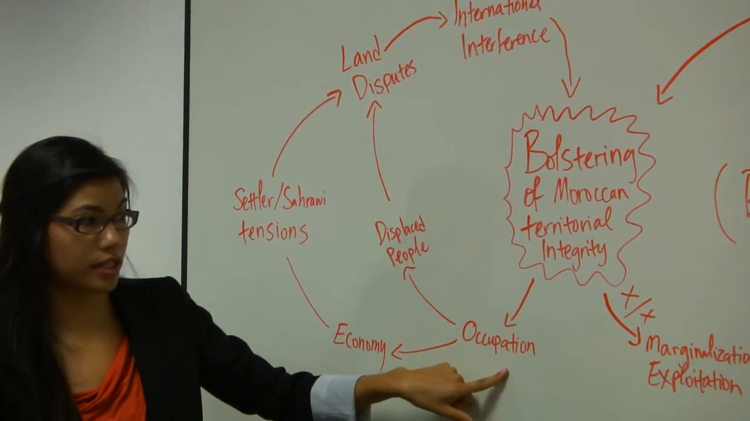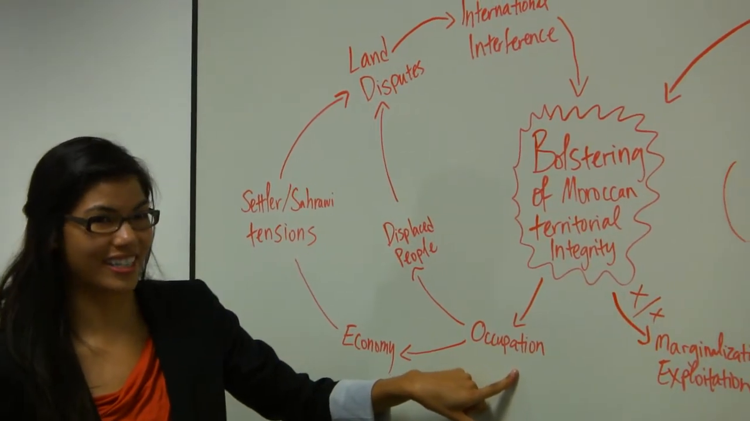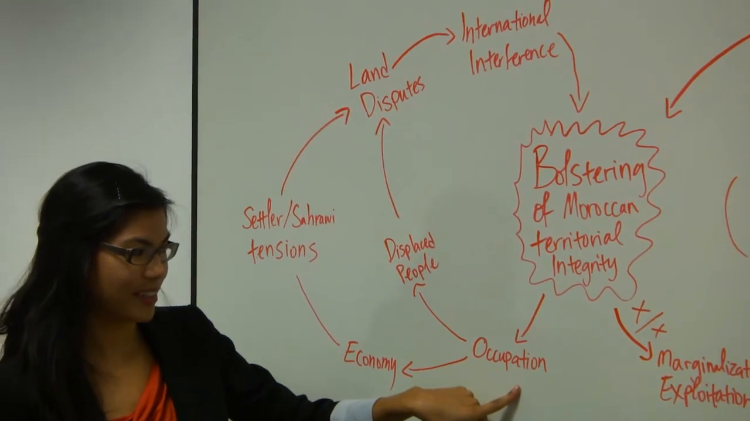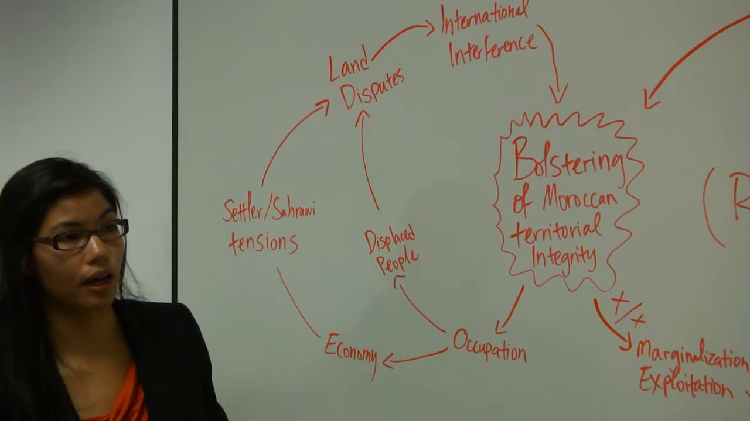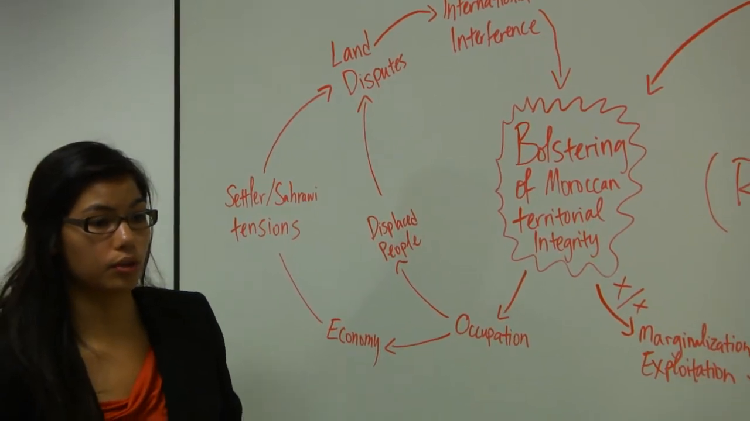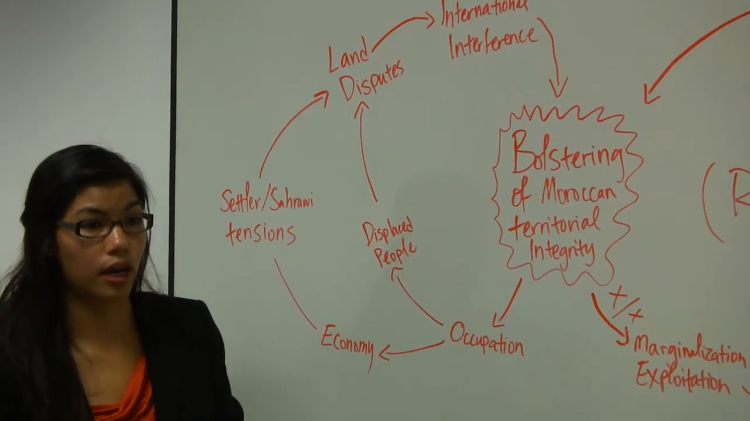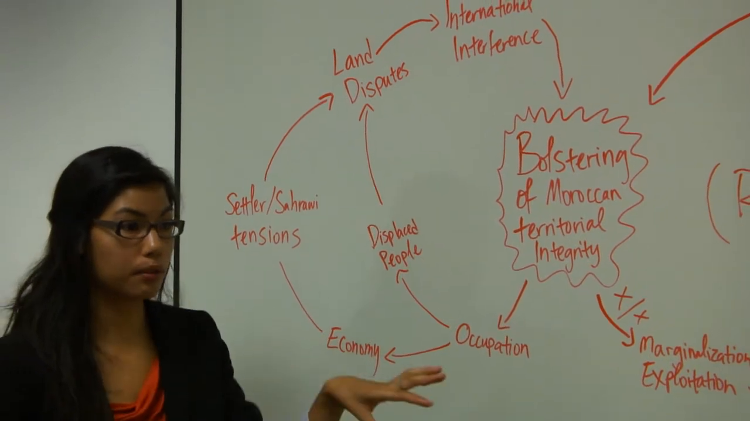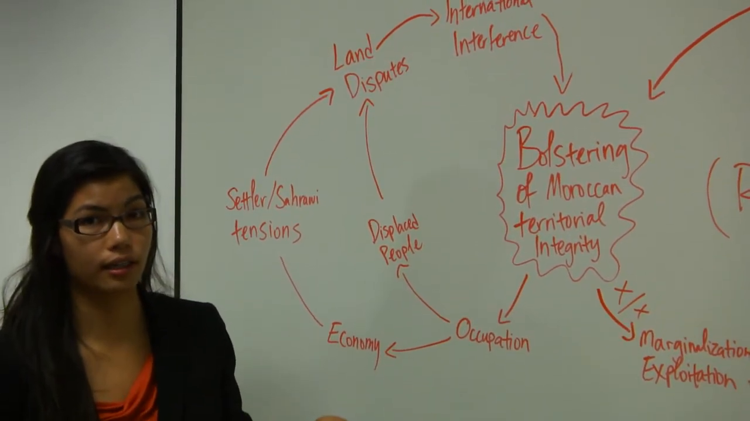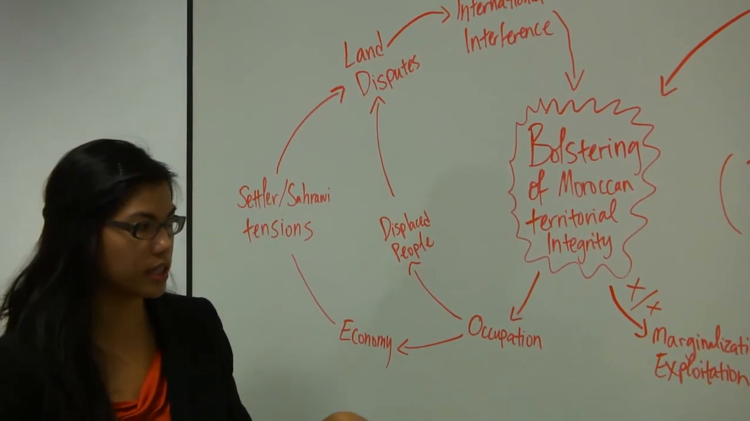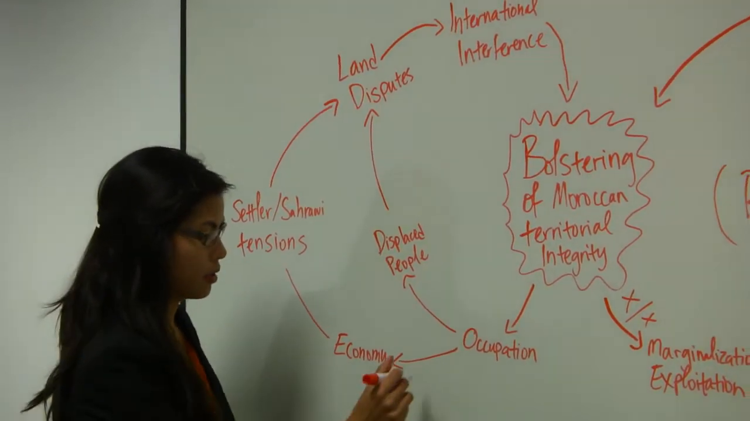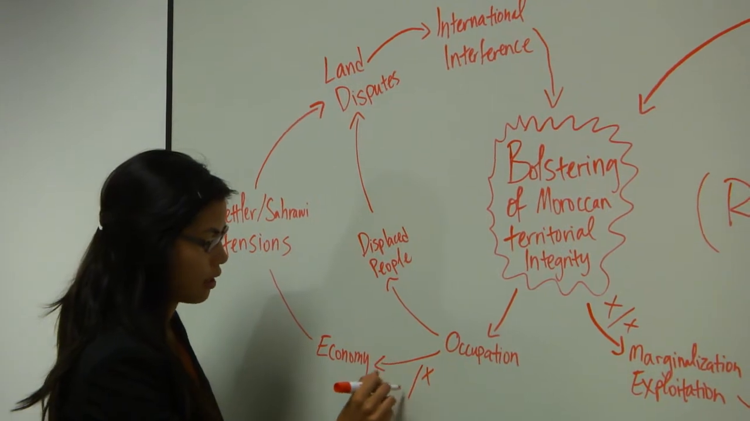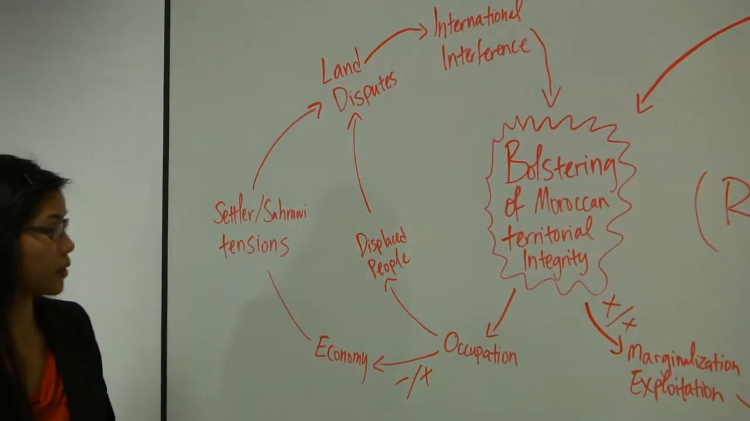Also, occupation is a very expensive strategy that the Moroccan government is using. They have to spend a lot of money to give stipends to Moroccans that they have pretty much incentivized to go in and live in the Western Sahara territories. So it's a very expensive operation. And so the more occupation you have, the worse off the economy is going to be.